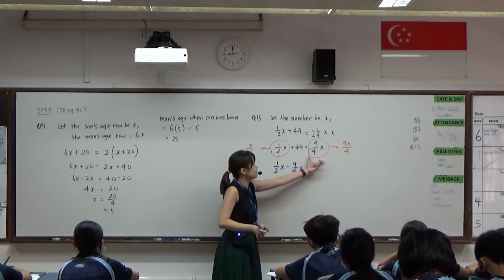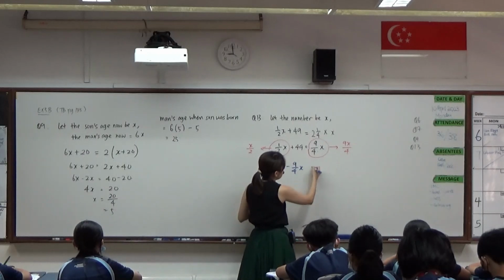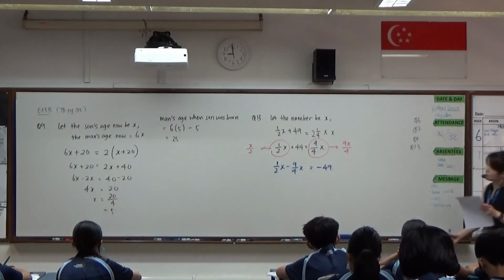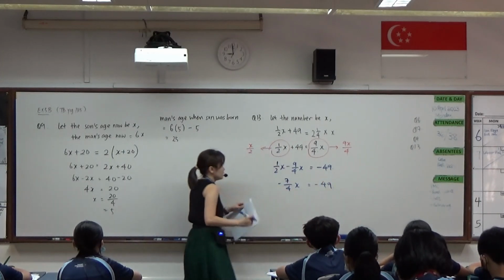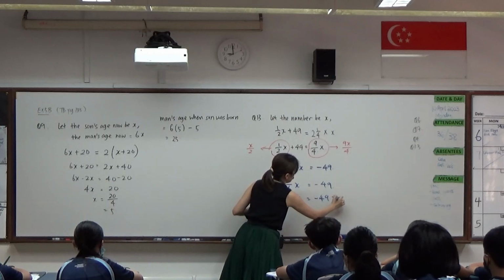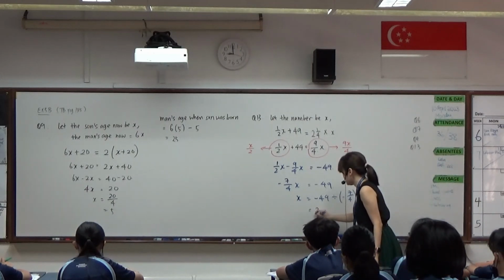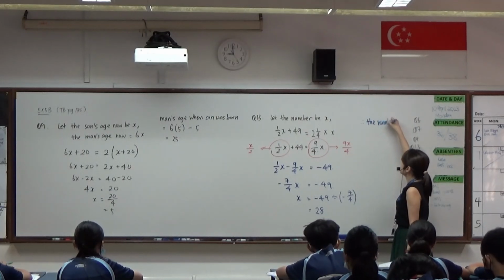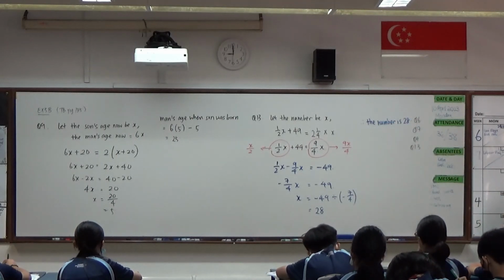So 9/4x moving to the left will become minus 9/4x, and this positive 49 over to the right will give us negative 49. Then on the left we will get negative 7/4x. So this is a negative number multiplying with x, that means that x equals to negative 49 divided by the negative number. And that will give us 28. And therefore the number is 28.